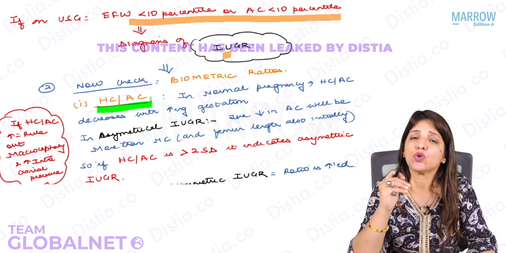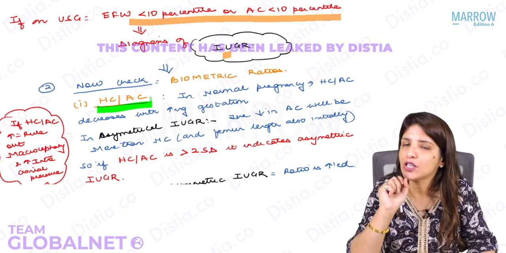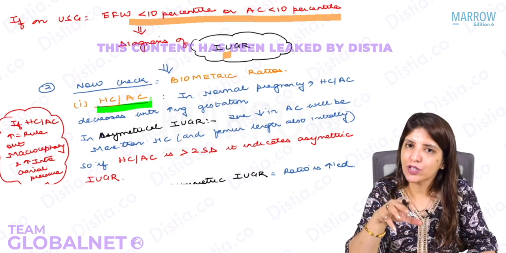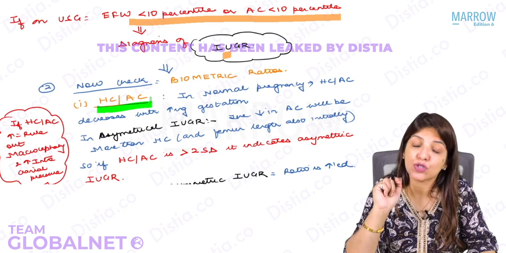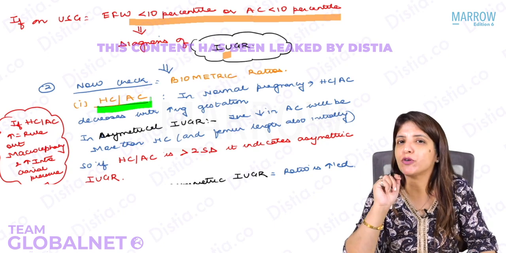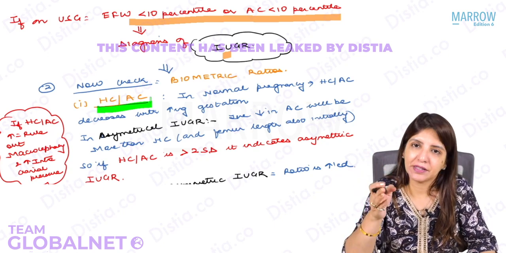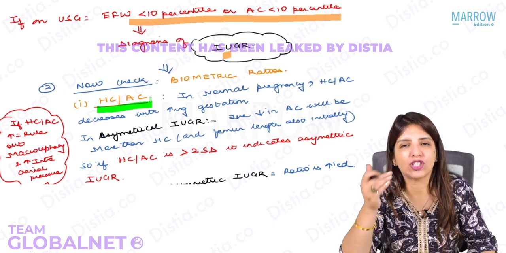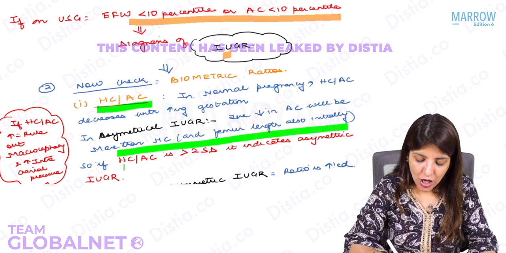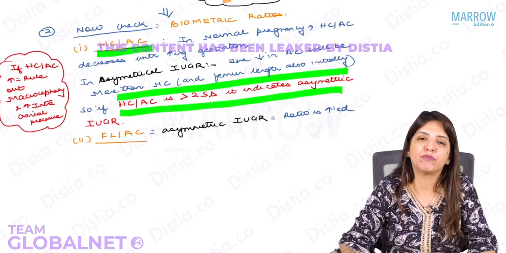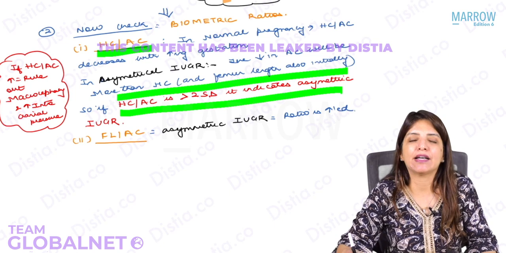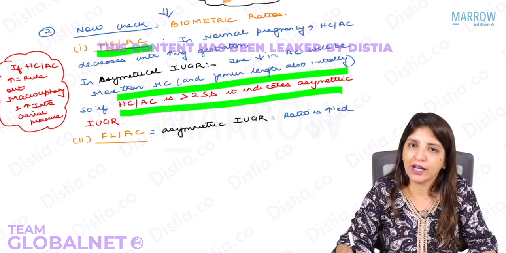Now imagine a case of asymmetrical IUGR. In a case of asymmetrical IUGR, what is going to happen? Just now I told you that there is a brain sparing effect. So if there is a brain sparing effect, the head circumference is going to remain normal. What is going to happen to abdominal circumference? Abdominal circumference will be decreased. So the numerator is remaining normal, the denominator is decreasing. So what is going to happen to this ratio? This ratio will be increased. So if this head circumference to abdominal circumference ratio becomes more than 2 standard deviations, then that indicates you are dealing with asymmetrical IUGR.